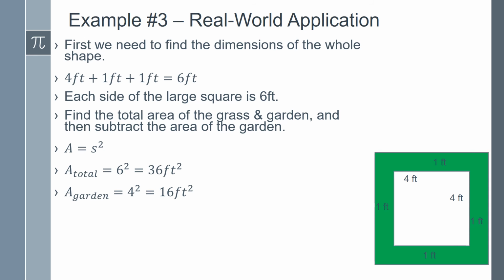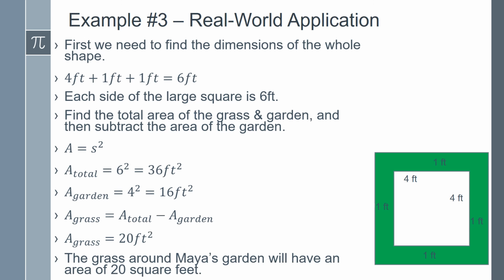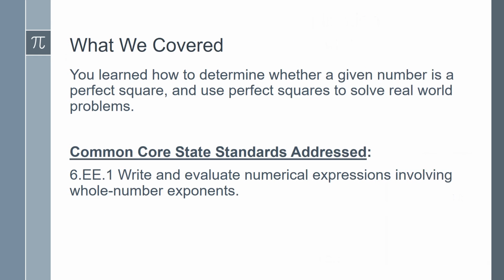Now to find the area of the grass, we'll subtract the area of the garden from the total area. This leaves us with 20 square feet. So the grass around Maya's garden will have an area of 20 square feet.